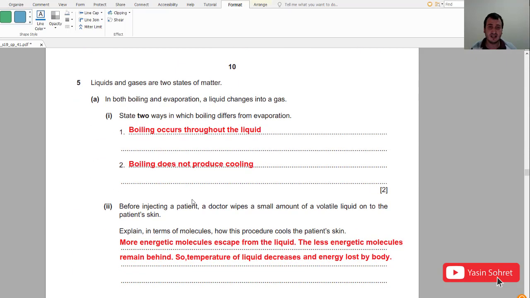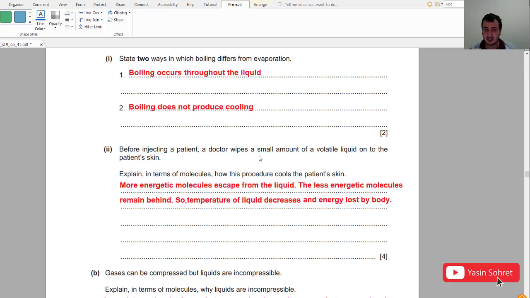Liquids and gases are two states of matter in question 5. In both boiling and evaporation, a liquid changes into a gas. There are two ways in which boiling differs from evaporation. So guys, here there are two differences. Boiling occurs throughout the liquid, and boiling does not produce a cooling effect, because evaporation can happen at any temperature and evaporation has a cooling effect. So boiling has differences.